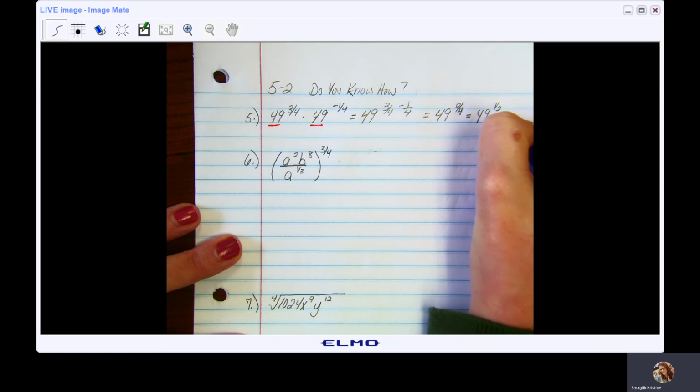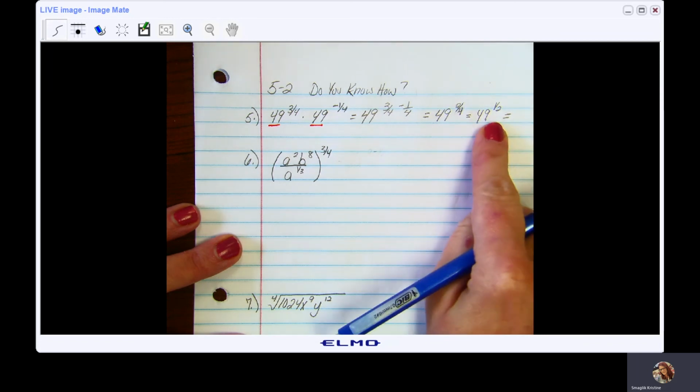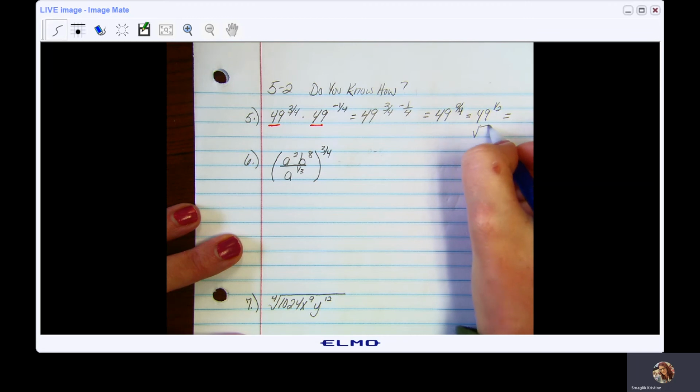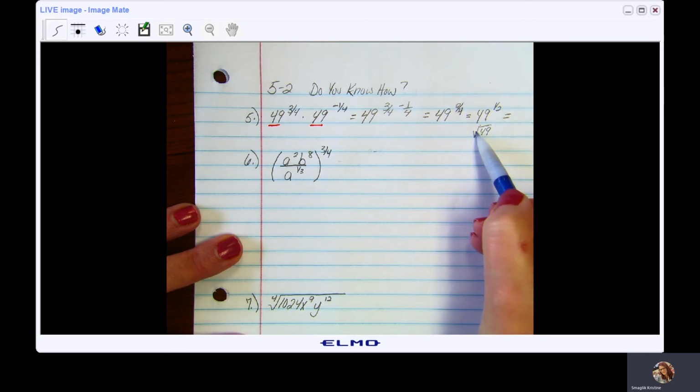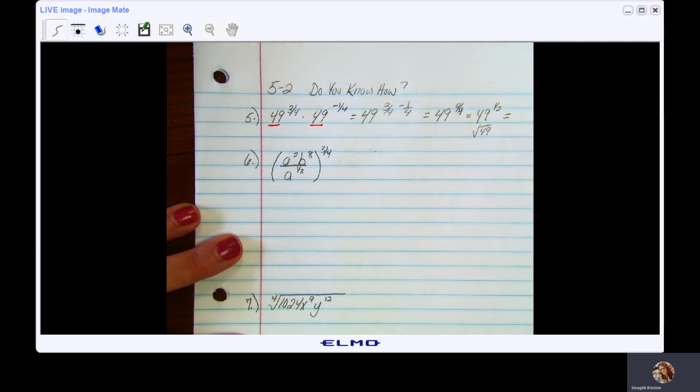And as you might recall, anytime you're raising a number to the 1/2 power, you're taking the square root of it. So this is the same as the square root of 49. Index is 2. If you have an index of 2, we don't show it in the radical. We just understand if you see a radical, that means it's a square root. So the square root of 49 is 7.